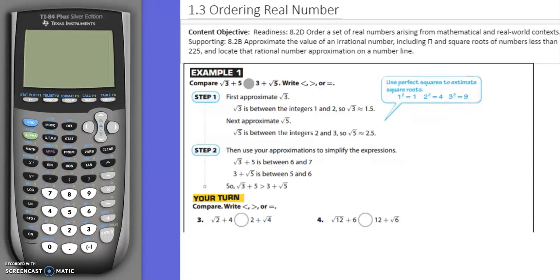1.3, ordering real numbers. So example 1, compare the square root of 3 plus 5. Is it greater than or less than or equal to 3 plus the square root of 5? Well, first, let's find out what the square root of 3 is.